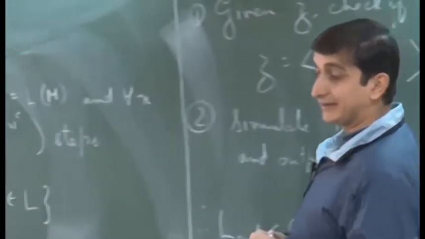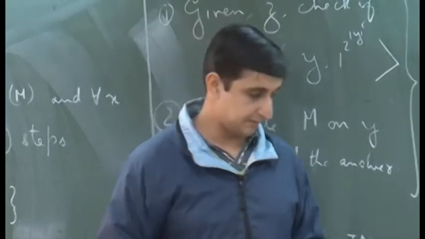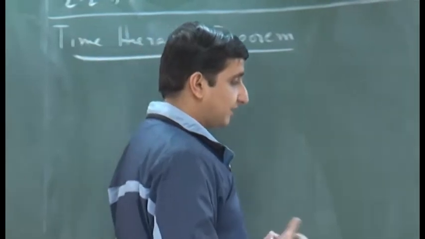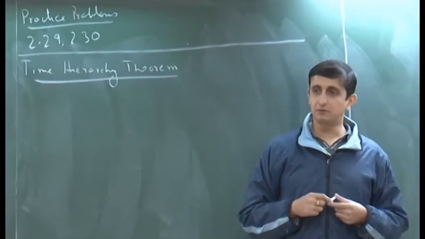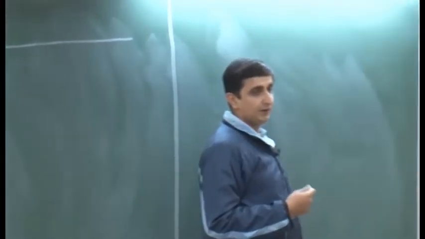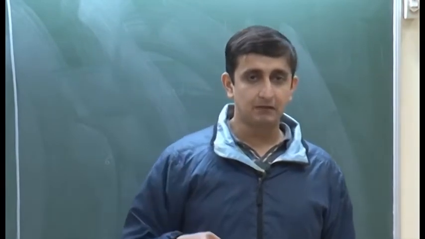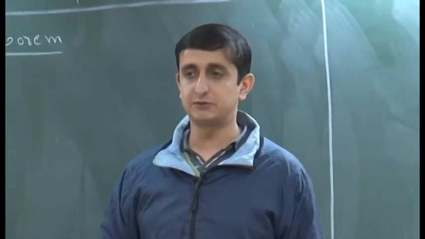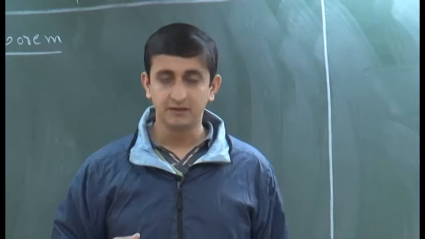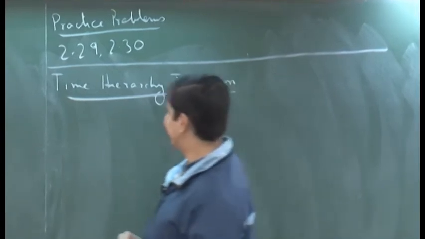Basically, this uses the technique of diagonalization. So, when you saw that the halting problem or some other problem is undecidable, that is not computable using a Turing machine, you saw the technique of diagonalization, right, where you thought of strings as machines and then you flipped the diagonal elements and got a language which was not decidable by any Turing machine. So, that is the technique that we also use here. So, let me state the theorem first.